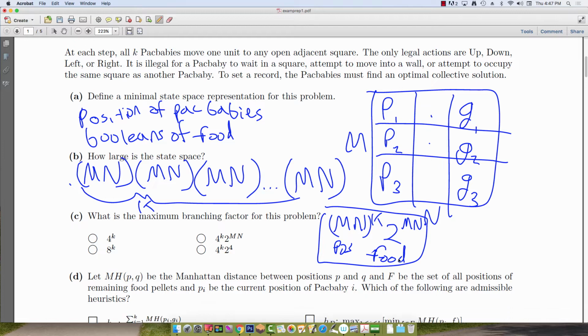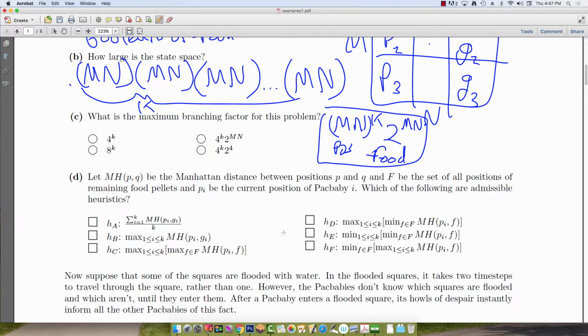Okay, now let's take a look at the maximum branching factor for this problem. So what is maximum branching factor? Maximum branching factor is essentially, from one state, how many different states can this lead to, depending on the action taken in conjunction of all the different Pac-babies.